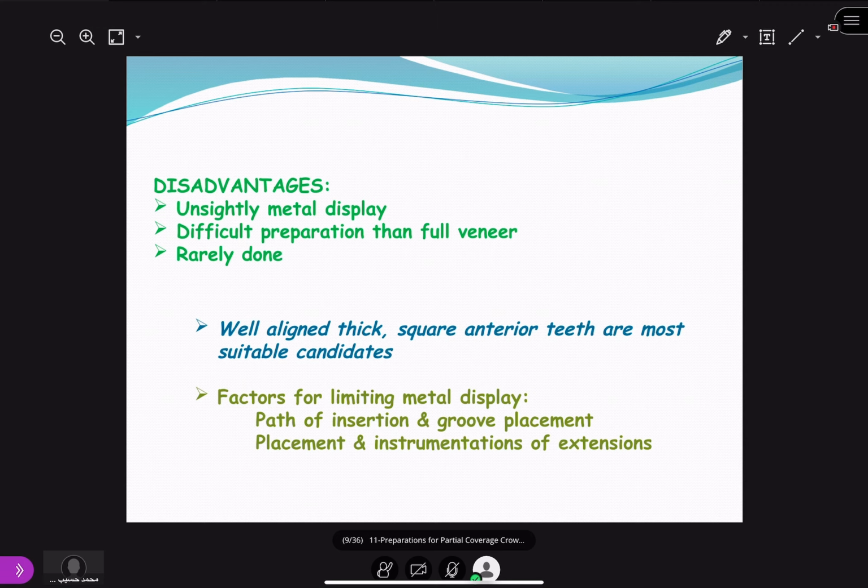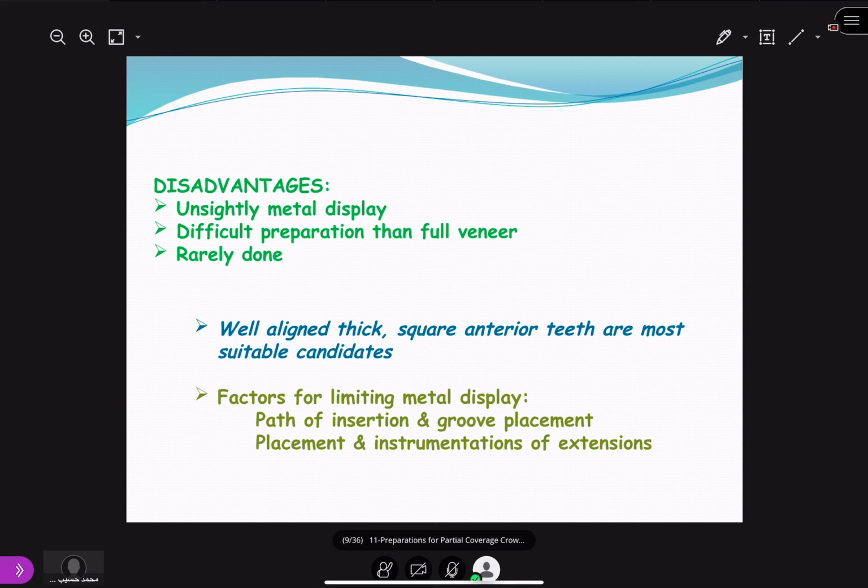So which tooth will you select for the partial coverage crown in the anterior region? The tooth should be well aligned, thick enough, and square, and anterior teeth are the most suitable candidates. So selection criteria is very much important to provide a partial coverage crown in the anterior region, because the anterior region is the aesthetic region. So we will select a tooth which is well aligned, thick enough, and square.